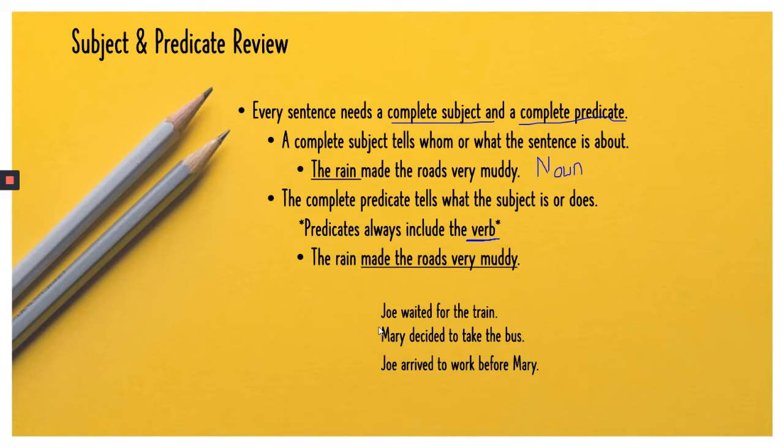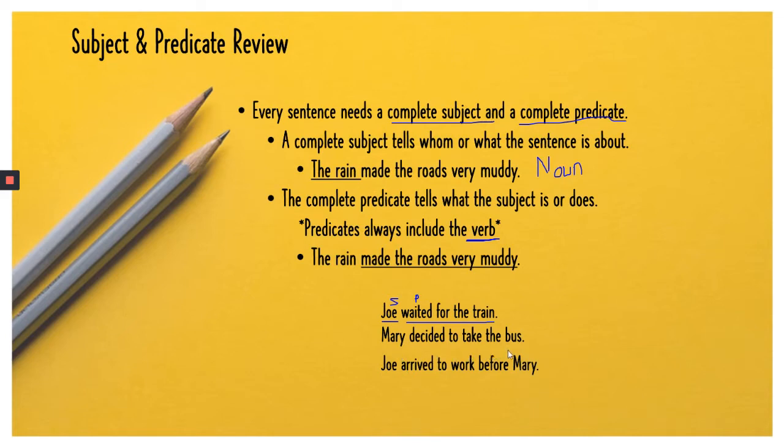So my first sentence reads, Joe waited for the train. In this sentence, my subject is Joe. He is the person doing the action. All right, what action did Joe do? He waited for the train. So we've got a subject with Joe, and we have the predicate with waited for the train. So let's do another one.